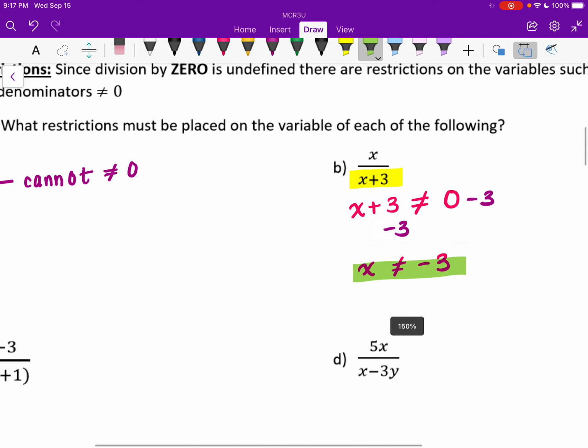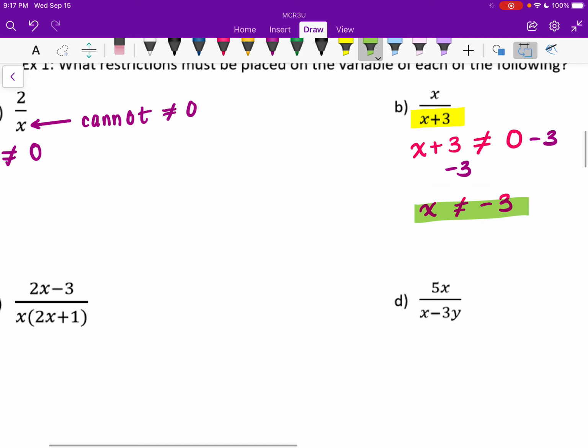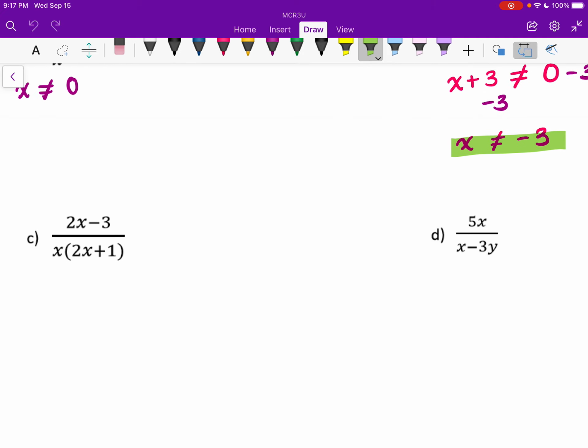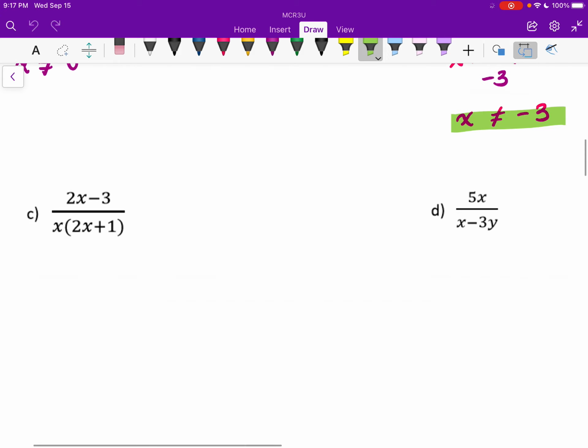So that, I hope, makes a lot of sense. We're going to do a few more complicated problems. Obviously, we start off with the easy ones and make them progressively harder. So let's do this one together.